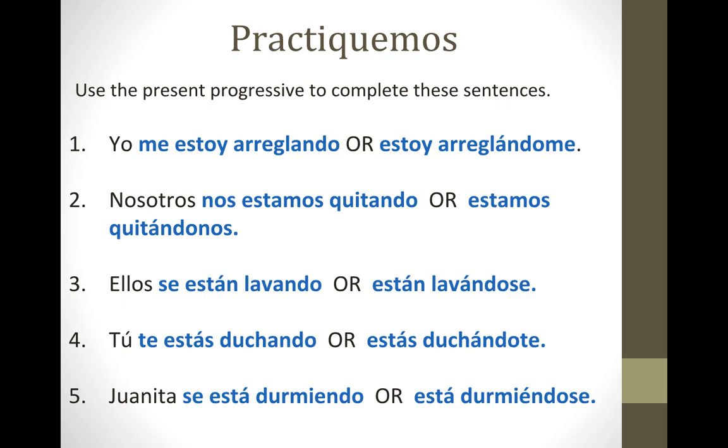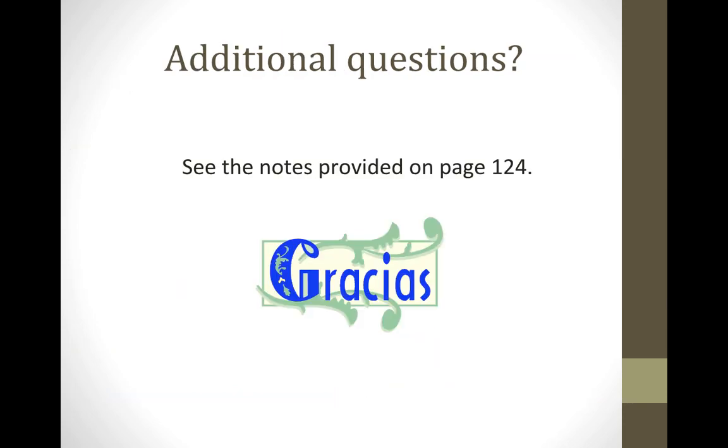Okay, so just to recap again, when you have a reflexive verb, number 1, always make sure that reflexive pronoun se matches the subject. And then number 2, when it comes to placing that pronoun, you put it before the first verb or you attach it to the second. Okay? If you have any questions, please jot that down on your note guide or see your textbook page 124.